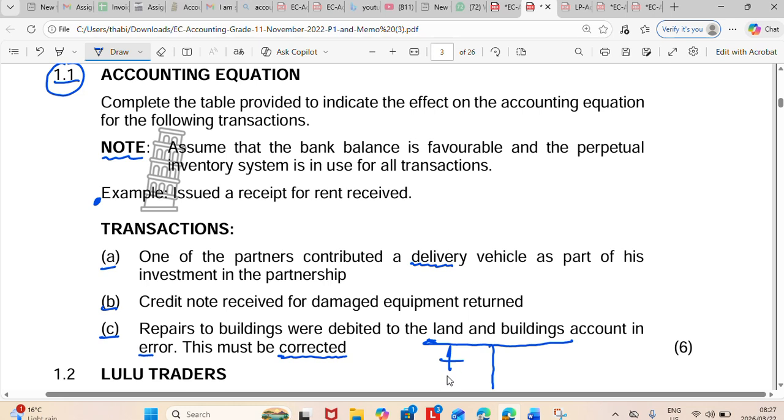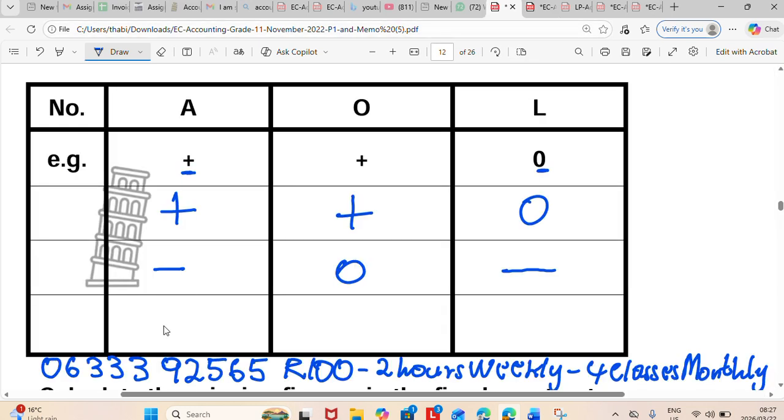So this is what we need to do, guys. Since our land and buildings were increased by mistake, we need to go and decrease our assets. We're decreasing our land and buildings. So repairs on land and buildings are an expense. Expenses, guys, have a negative impact on owner's equity, so you go and reduce the owner's equity. There is no effect on the accounting equation.